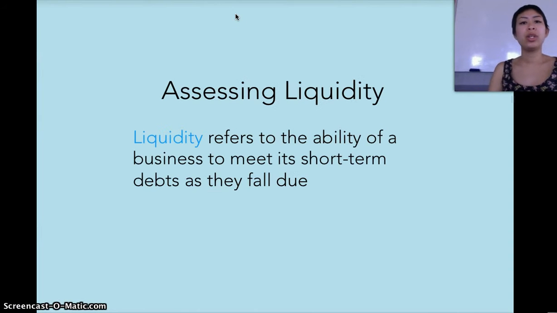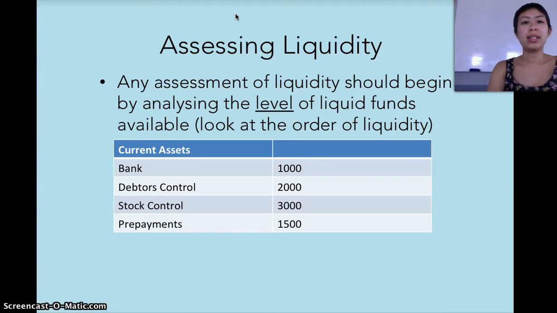So, last lesson we looked at assessing liquidity, which refers to the ability of a business to meet its short-term debts as they fall due. We went on to look at how any assessment of liquidity should begin by analysing the level of liquid funds available. We looked at the working capital ratio, the quick asset ratio and the cash flow cover as tools of assessment. We talked about how the working capital ratio and the quick asset ratio should be at least 1:1.